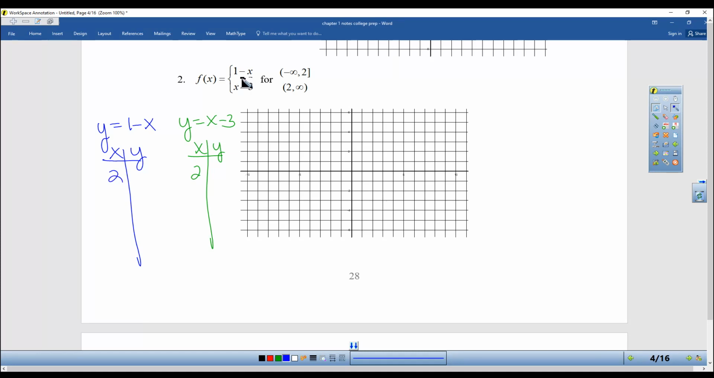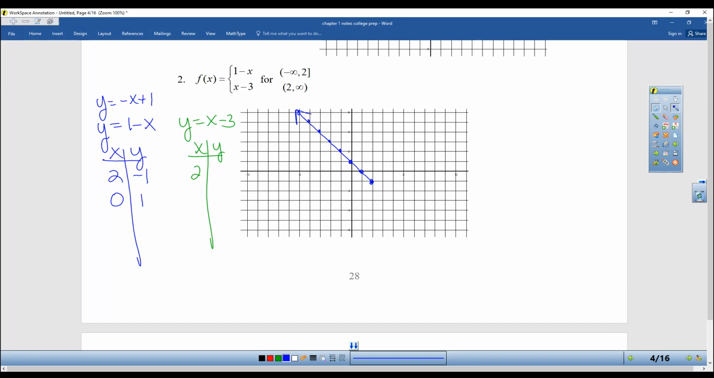When I put a 2 into the blue one, I get 1 minus 2 is negative 1. I'm going to pick one more number in this interval. So between negative infinity and 2, I'm going to pick 0. I could pick 1. It doesn't matter. If I pick 0, I get 1. So at 2, I'm at negative 1. And at 0, I'm at 1. If I rewrote this as y is equal to negative x plus 1, does that sound like it could be right? Definitely. If I connect those two points and make it all the way, I definitely get a slope of -1.